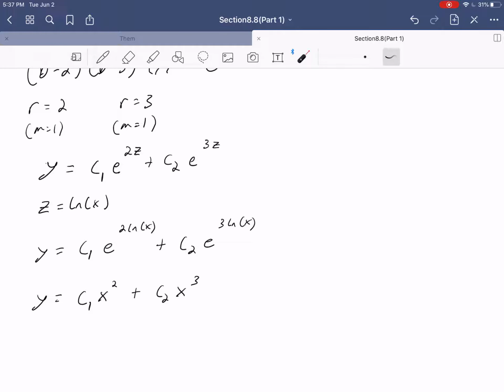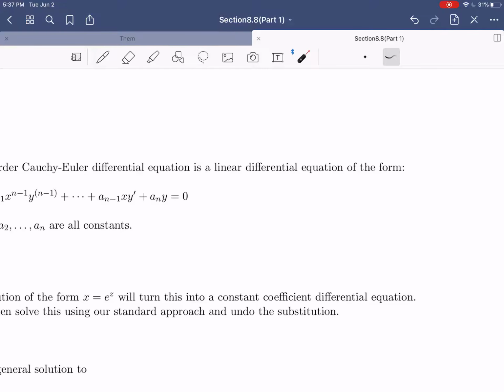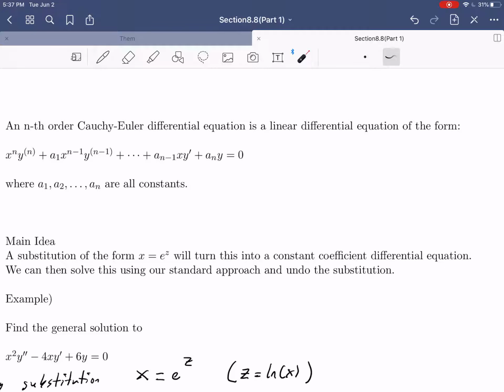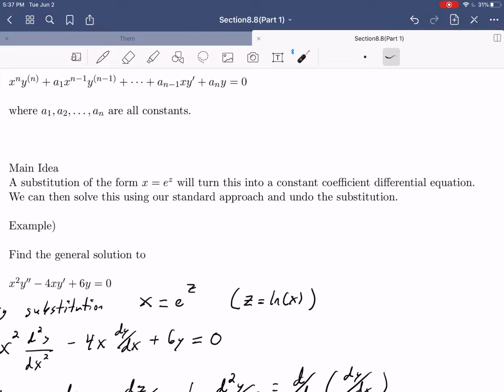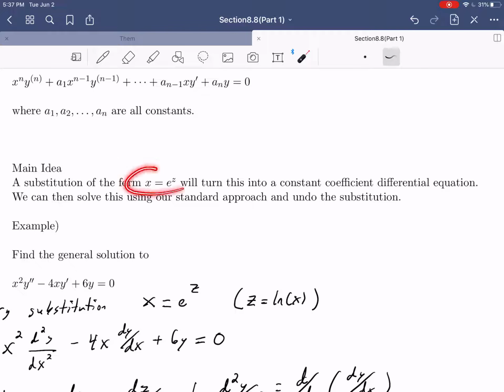So let's quickly recap what we did here before we talk about how we're going to do this in general. When we look at a Cauchy-Euler differential equation, we identify it by seeing these polynomial pieces multiplied with their corresponding derivative of y. The idea that we're going to be using here is that we use the substitution of x equals e to the z, with the hopes that that'll turn it into a constant coefficient differential equation.